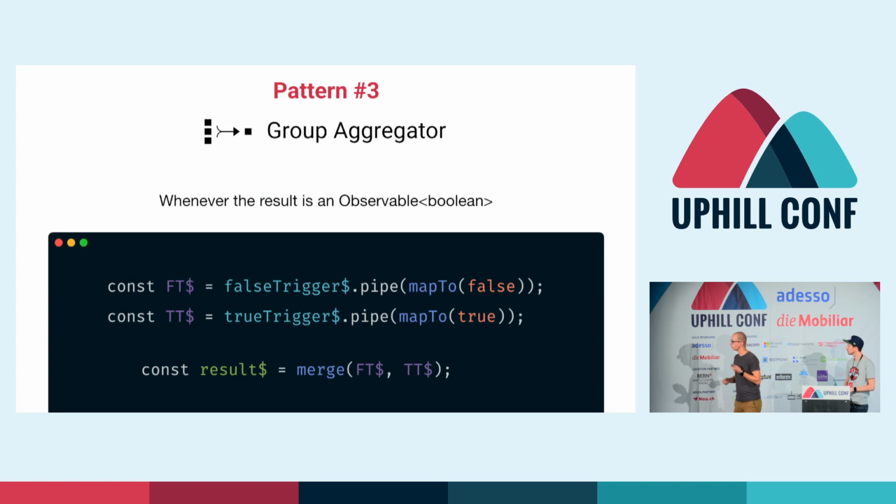Well, what we used is what we call the group aggregator. And when can you use this? Well, when your result stream, what you're working towards, is an observable of type Boolean, what you could do is you could create a stream which combines all of the positive values, a stream that combines all of the negative values, and then combine them together. Pretty easy, I guess. Yep.